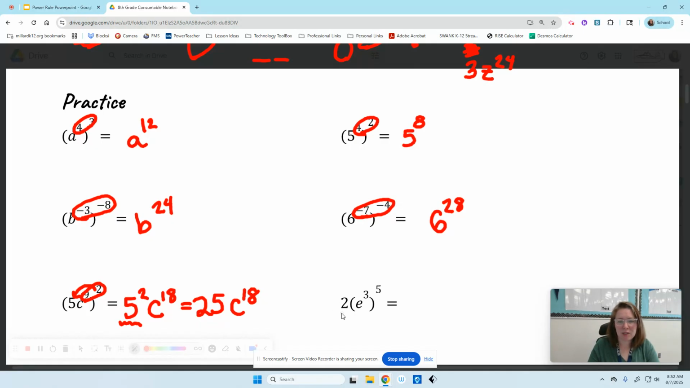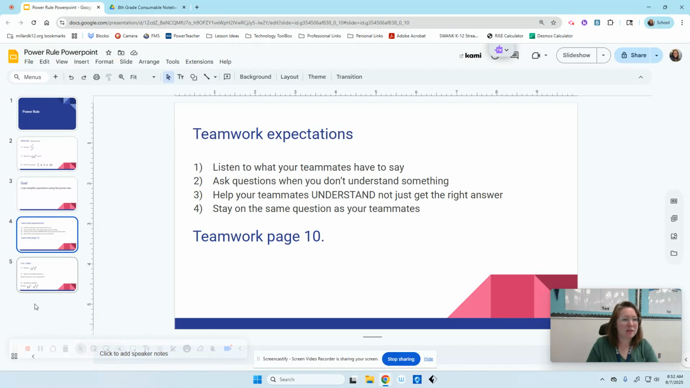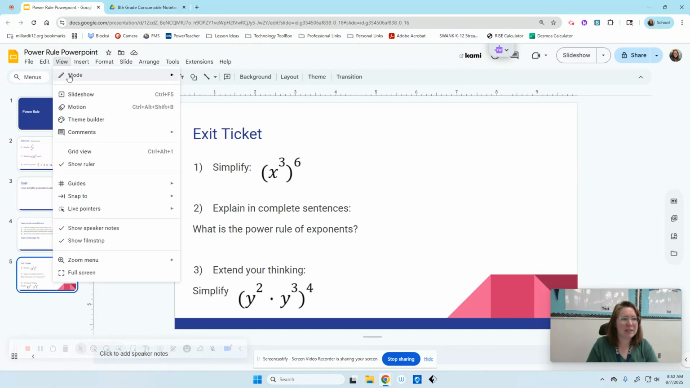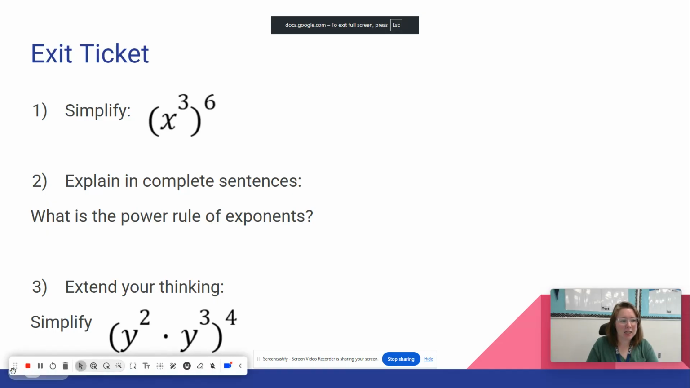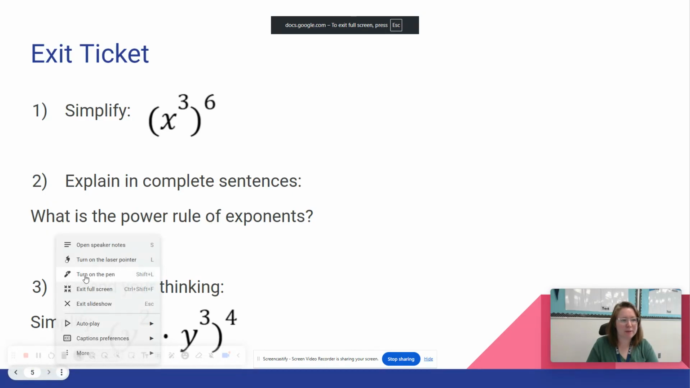Now this 2 is on the outside, which means it doesn't care what else is happening in the whole world. e to the power of 3 times 5 is 15. So those are some tricky questions. So then we went back to doing the exit ticket. And let's just take a look at some of these questions now.